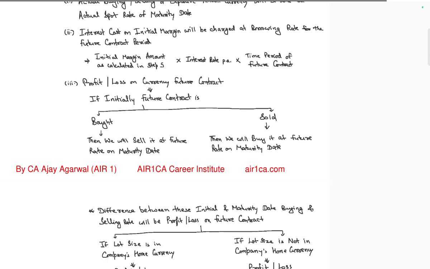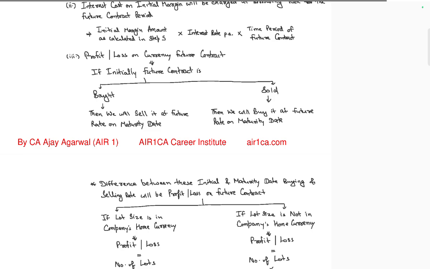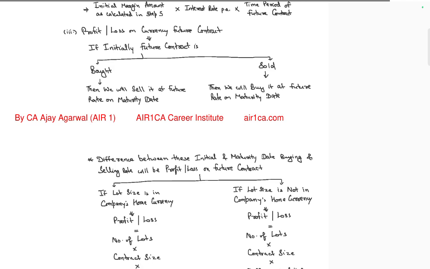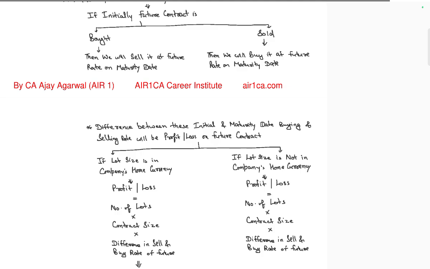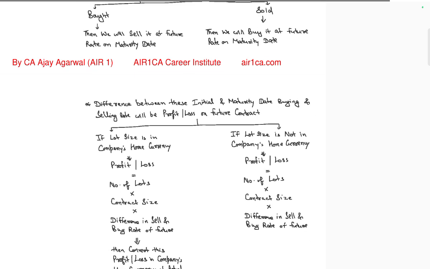The profit and loss of the currency depends on whether the initial future contract is bought or sold. If he bought, he will sell at the future rate, the future price. If he sold, he needs to buy at the future rate. The difference between the initial and maturity date buying and selling will be the profit and loss of the future contract.